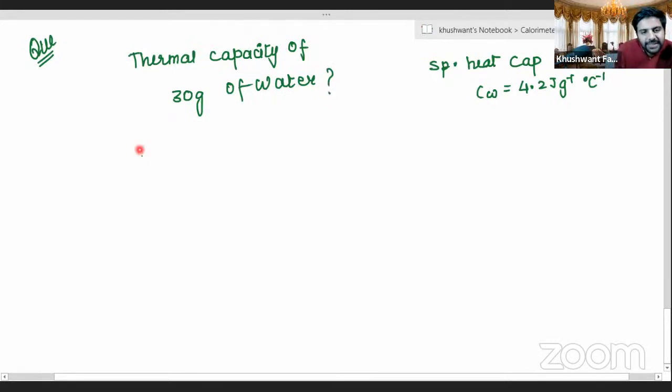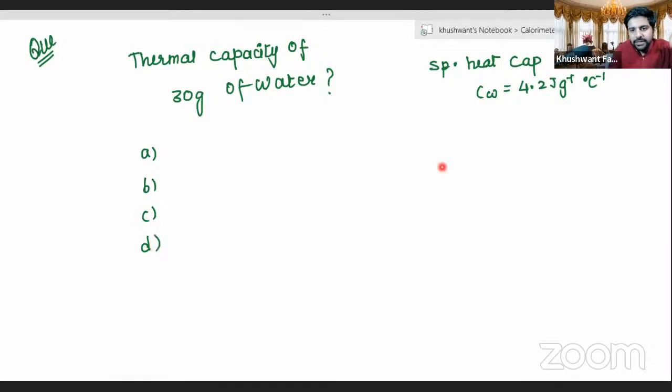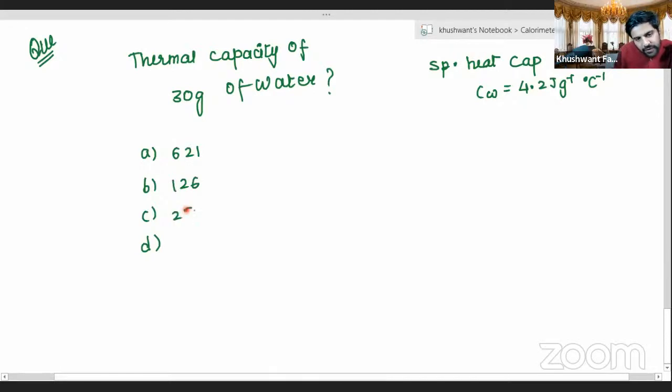Simple question, and everybody can solve it. I will write down the options here on the screen. All of you at least attempt, and I'm sure you all can do it. You all know the relation. You just need to substitute the values. Your options are 621, 126 or 252 and none, in joule per degree Celsius or joule per Kelvin. Anything is the correct unit. That is why I'm writing different units. So all units are correct. Come on. Your time starts now. Go ahead with your polls.